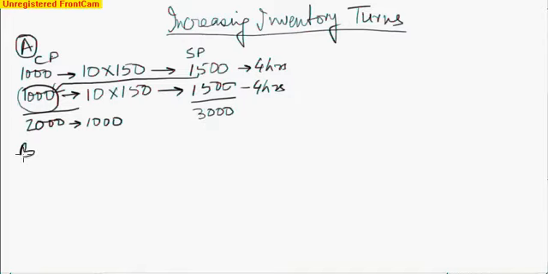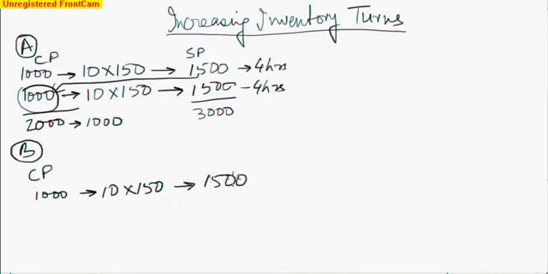Consider another person, person B. In a similar situation, for 1,000 rupees he buys 10 items, he sells them at 150, he earns 1,500 rupees. But instead of 4 hours, he does this in 4 days. And then again, after 4 days, having liquidated it, he again takes the 1,000, and again the story repeats.